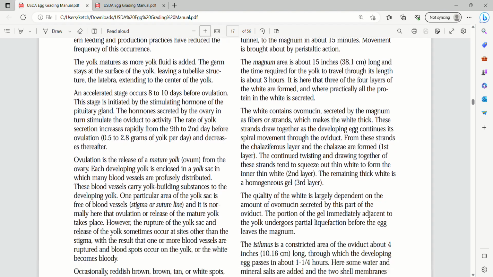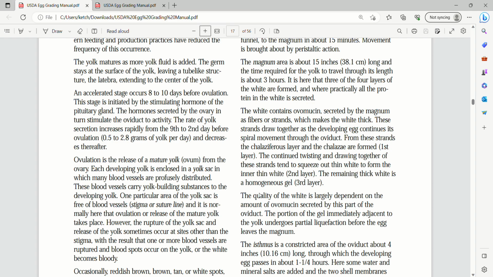Ovulation is the release of a mature yolk, or ovum, from the ovary. Each developing yolk is enclosed in a yolk sac in which many blood vessels are profusely distributed. These blood vessels carry yolk-building substances to the developing yolk. One particular area of the yolk sac, the stigma, is free of blood vessels, and it is normally here that the ovulation or release of the mature yolk takes place.